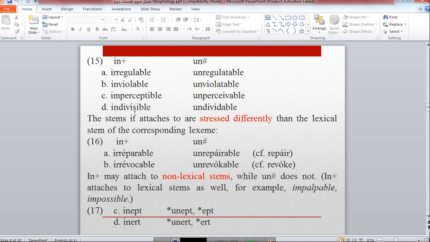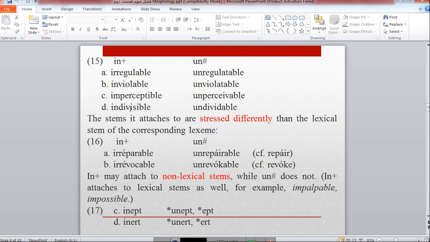But on does not have any allomorphs, as you see here. On is of Germanic origin with cognates in early stages of English, in contrast to in, which came to English from Latin through French. So in, like able, I mean the primary suffix able, attached to the allomorphic stem, you see, irregulable, inviolable, imperceptible, indivisible.